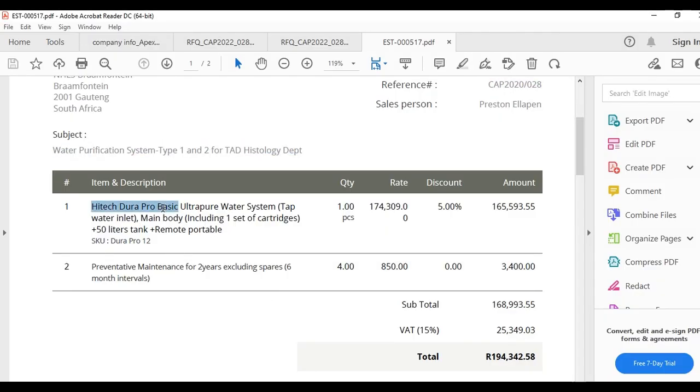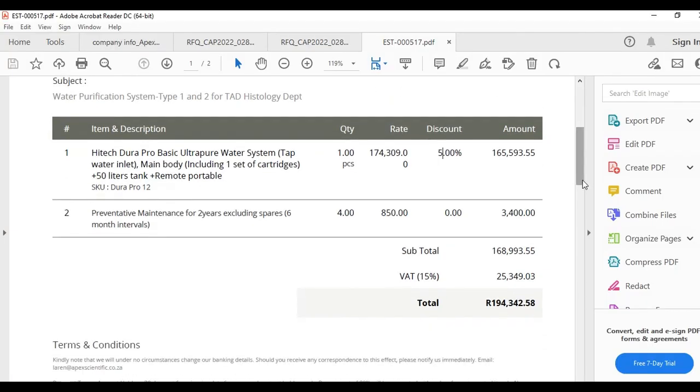It's the High-Tech DuraPro Basic Ultra Pure Water System. And the price ex VAT, so we did include a discount here. So the price ex VAT is 165,593.55, and then we also included preventative maintenance plan for 2 years excluding spares at 6-month intervals. That means twice a year basically, and for 2 years, so it's 2 times 2, it's 4. And we included a price for the labor and for the maintenance of that water system. So the total RFQ price, the one including VAT, would be this price here at the bottom, and where it asks you for ex VAT would be this one here. The preventative maintenance must have been added on because it was required on the specification document.